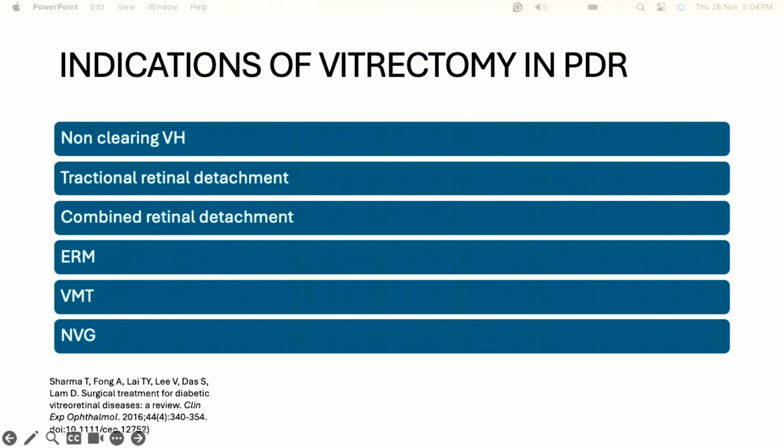So these are the indications, as we can see: non-clearing vitreous hemorrhage, tractional retinal detachment, combined retinal detachment, epiretinal membrane, vitreomacular traction, and neovascular glaucoma. So today's discussion will concentrate on the tractional retinal detachment.